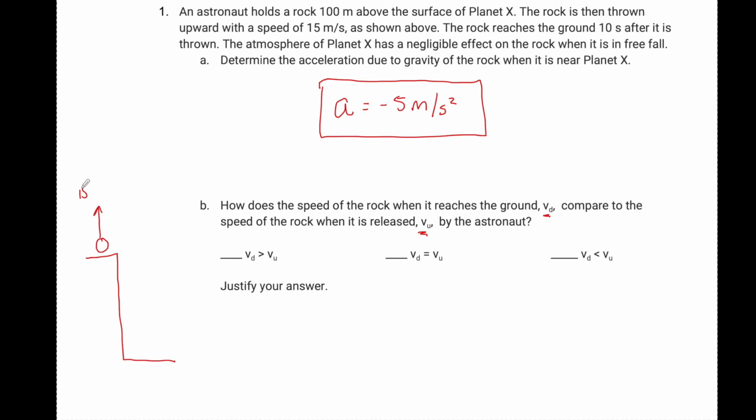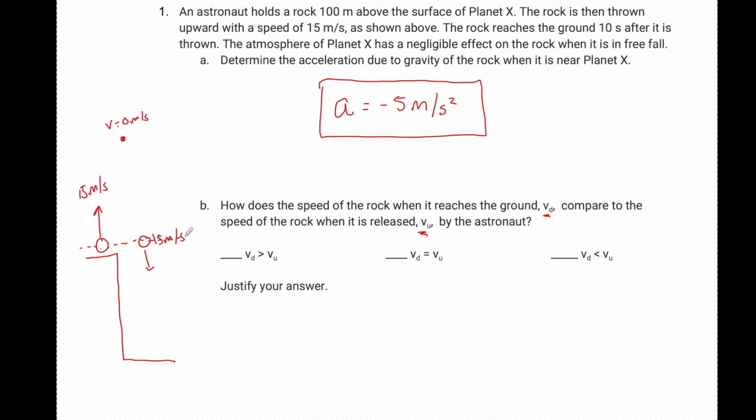This is 15 meters per second. We know when it gets to max height, its velocity is going to be 0 meters per second, but then it's going to accelerate downward. And when it gets back to here, it is going to be traveling this way at 15 meters per second, right along the same plane here.